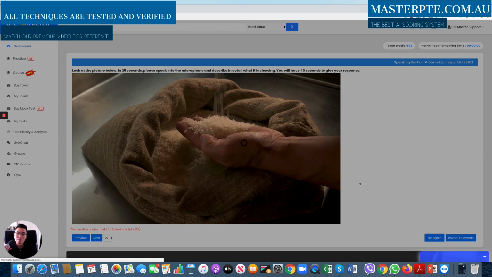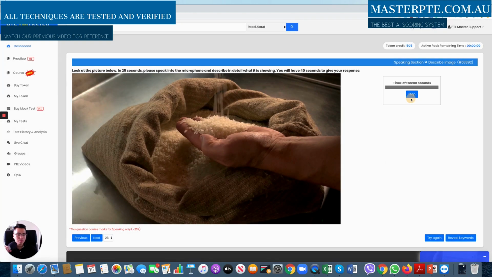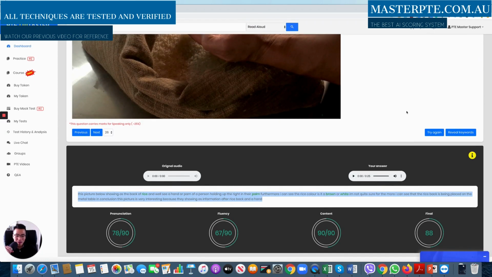Okay, so I'll do a demo. This picture below showing us the bag of rice, and we can also see a hand or a palm of a person holding up the rice in their palm. Furthermore, we can see the rice color is either brown or white, I'm not quite sure. Furthermore, we can see that the rice bag is being placed on the metallic table. In conclusion, this picture is very interesting because they're showing us the information of the rice bag and a hand, something like that. Okay, I got a high score again.